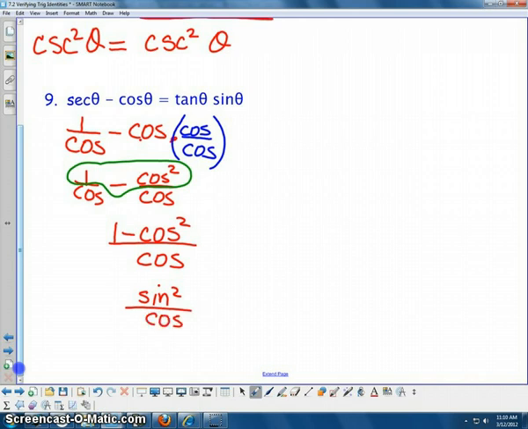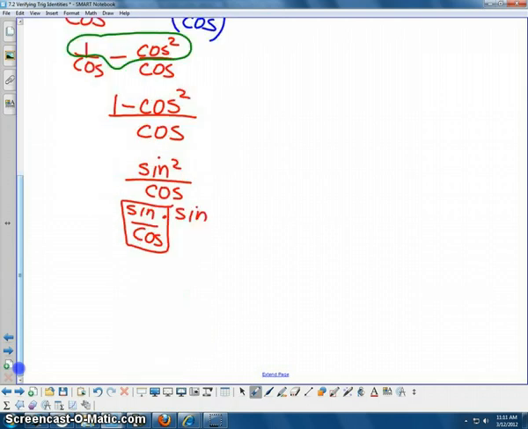Sine squared over cosine. Well, I know kind of where I'm getting to. I know I want to get to tangent times sine. So I'm going to split up my sine squared. I'm going to say that's like sine times sine, and then this is over cosine. Oh, okay. Sine over cosine, I need to extend my page even a little bit more. Sine over cosine is really tangent. So that was actually my goal.